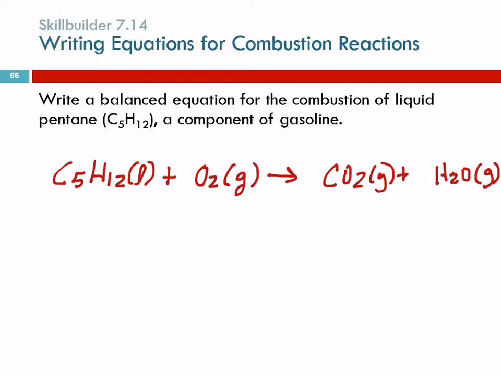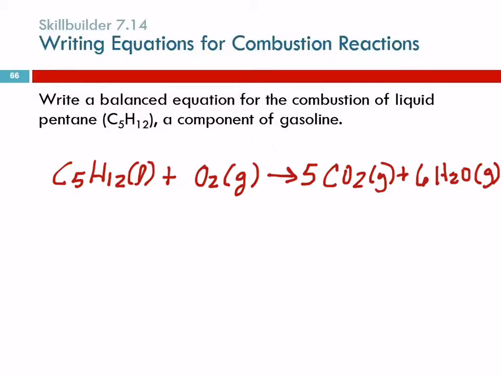Anyway, so we've got our reactants, we've got our products, now we need to balance this. I just like to start at the beginning with the carbons. Here I've got 5 carbons, and over here I only have 1. So I'll put a 5 there to give myself 5. And then hydrogens, 12 hydrogens. Here the hydrogens are in water, so they have to be in pairs. So we'll have 6 water molecules to get 12 hydrogens.